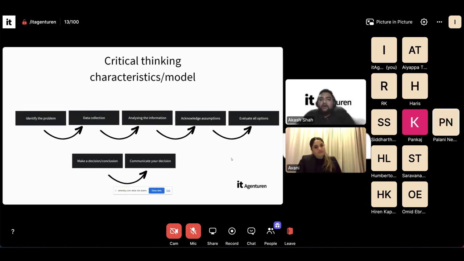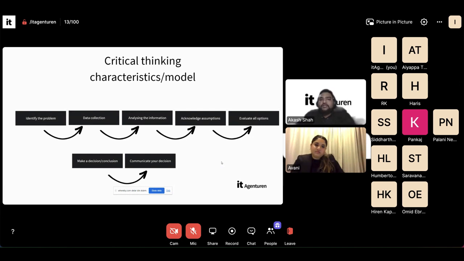Now to identify the problem in your scenario, what you would do is, first you need to observe, pay attention to all the details that the customer is providing. Try and understand what issue the customer is facing. Try and gather and collect as much data as you can from the customer by maybe asking more questions to the customer, or maybe analyzing the situation of the customer.